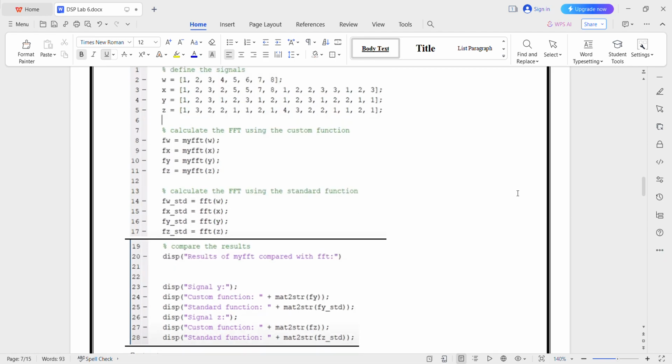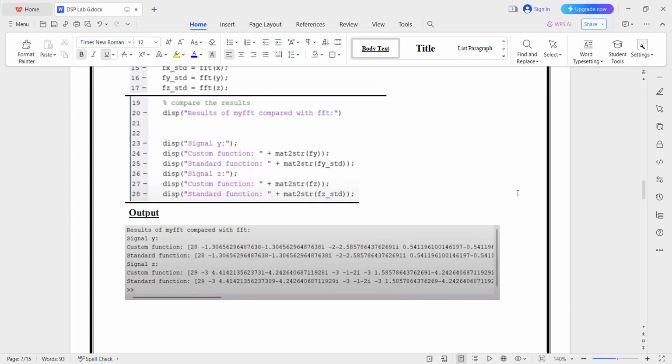using DISP function calls. Here the output gives the results of myFFT compared with FFT, for signal Y and signal Z, custom function and the standard function.